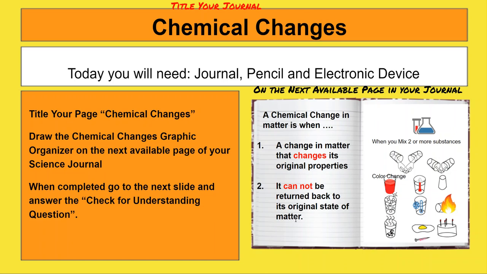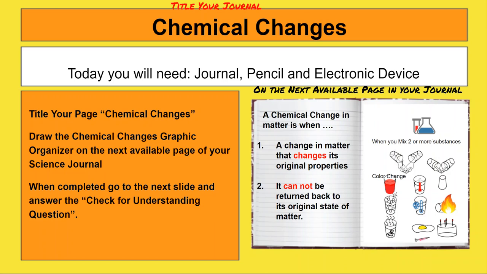All right, let's look at a couple examples. When you mix two or more substances together, and here's two substances, mix them together, and they result in a color change, this is evidence of a chemical change. It is no longer the same matter that it used to be.